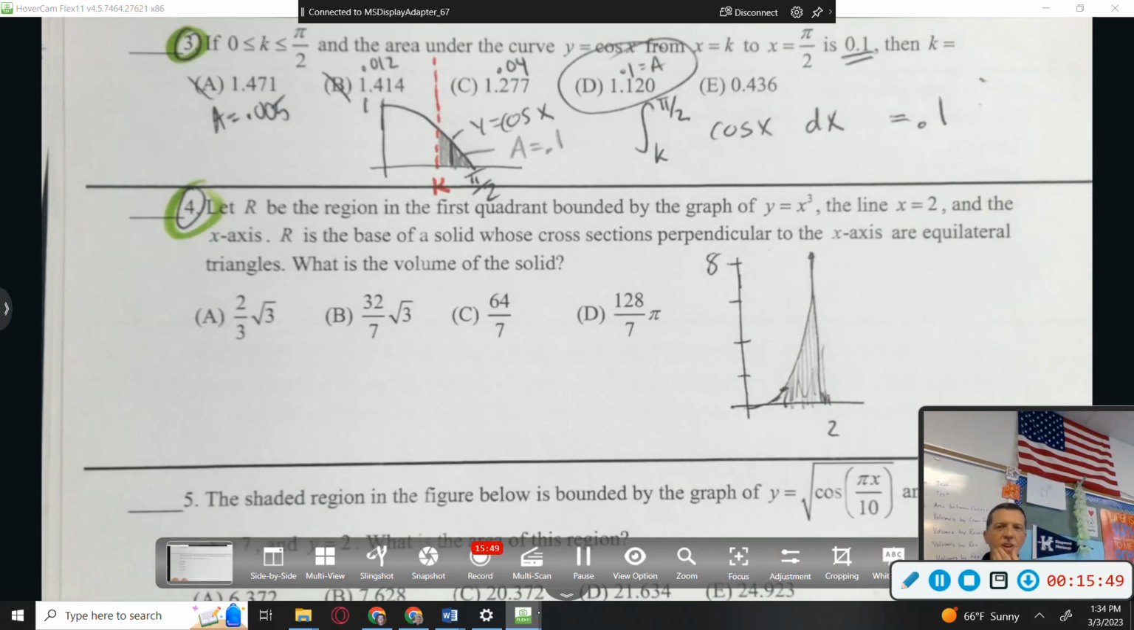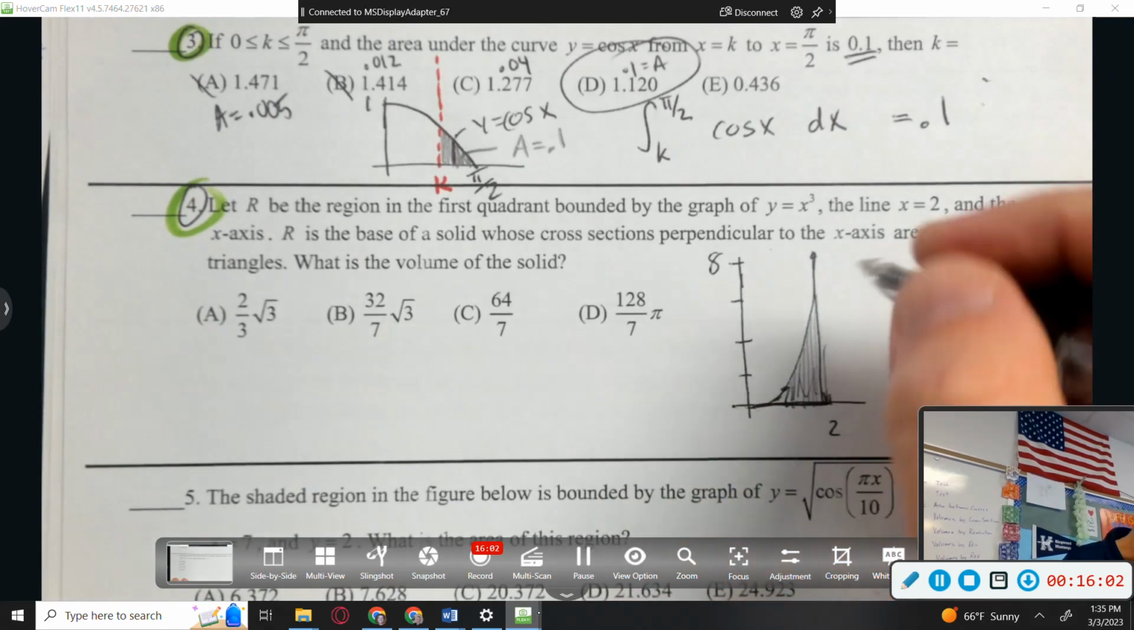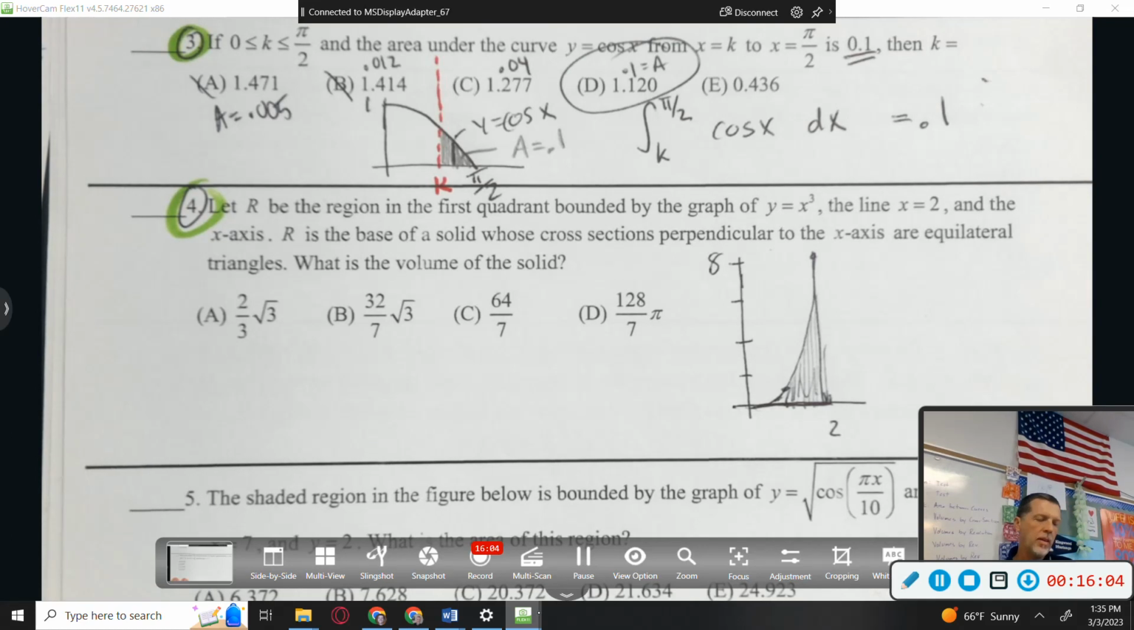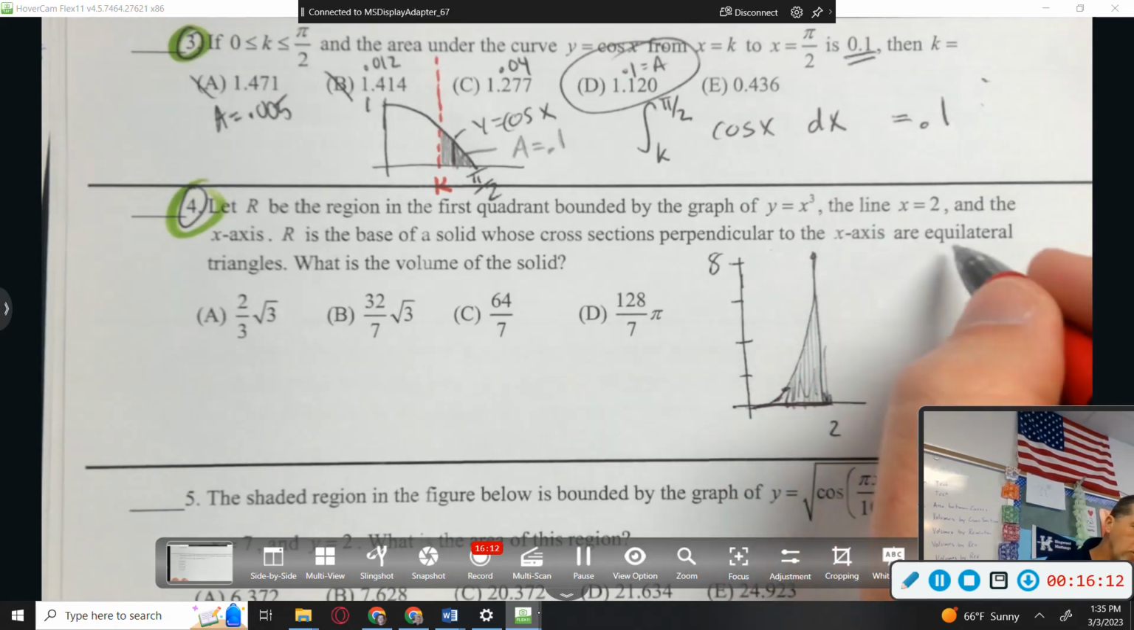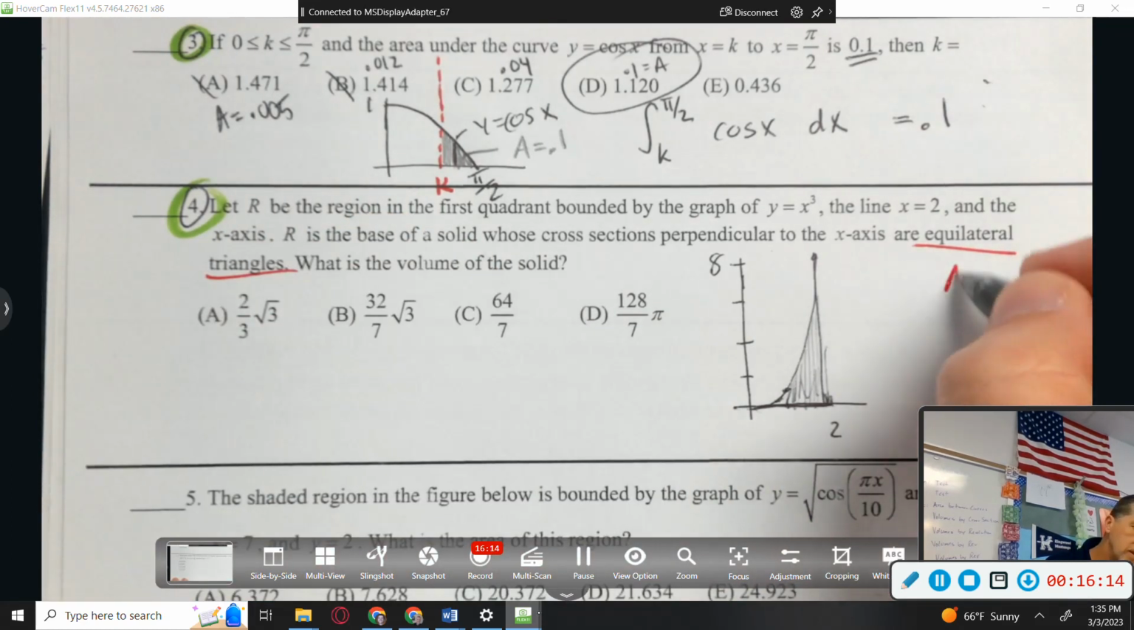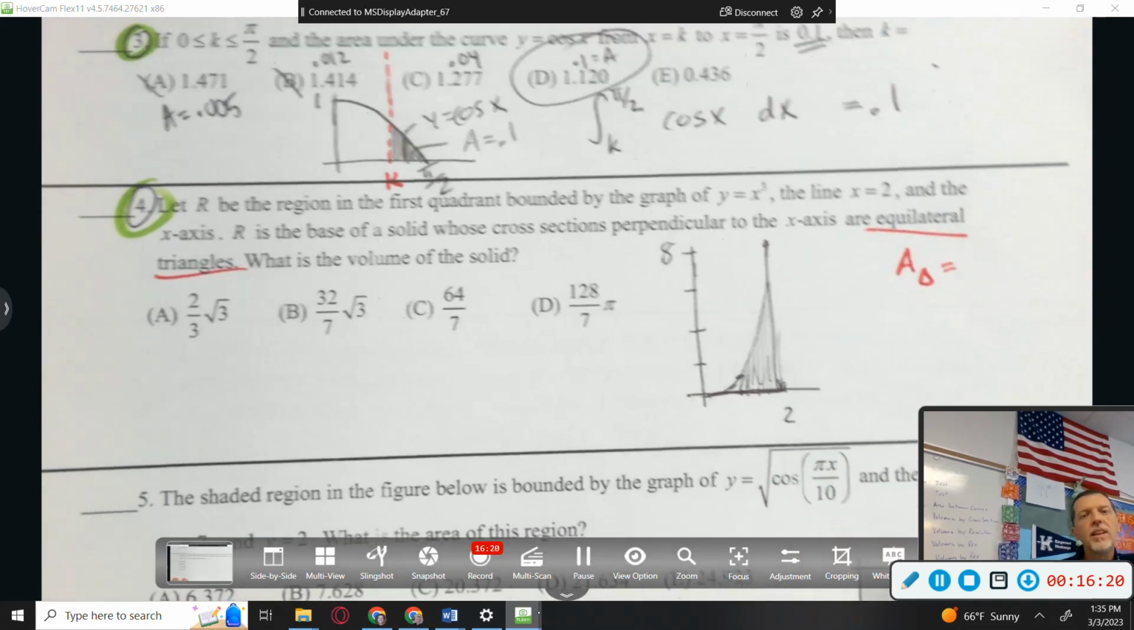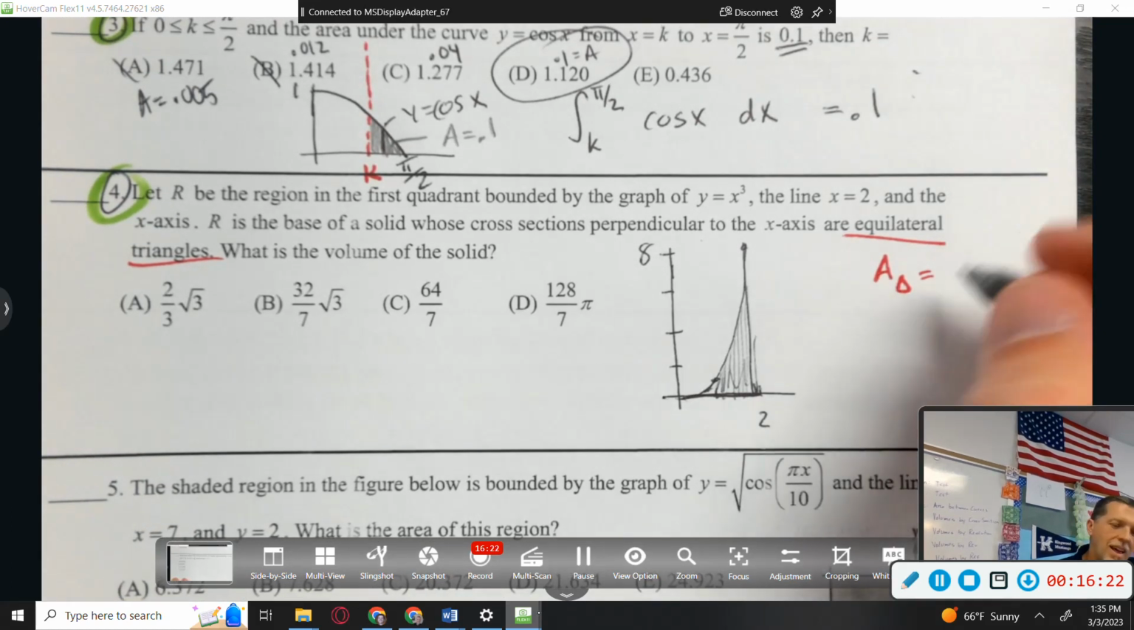So there's my region. First quadrant, y equals x cubed, the line x equals 2, and the x-axis, so just that triangular looking thing. That's the base of a solid whose cross sections perpendicular to the x-axis are equilateral triangles. The area of an equilateral triangle, that's the yucky one, square root 3 over 4 s squared.